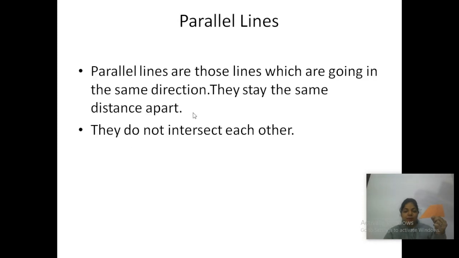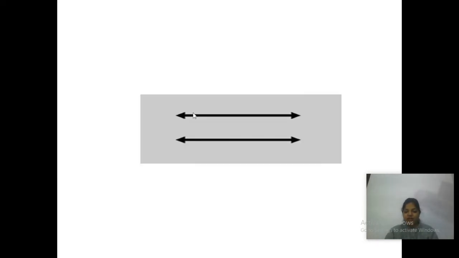Okay, students? Now I will explain you parallel lines. What are parallel lines? There are so many examples of parallel lines also. Parallel lines are those lines which are going in the same direction. They stay the same distance apart. For example, if you will draw two lines with the scale, right? You will mark two lines like this, right?